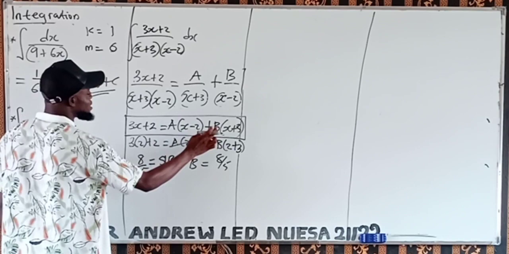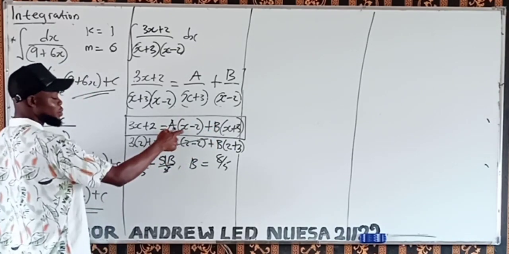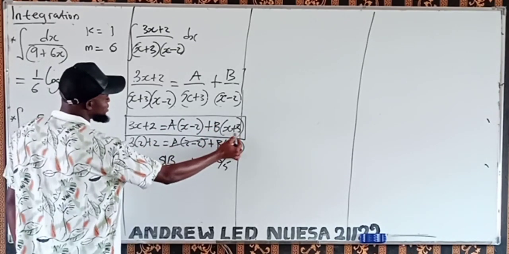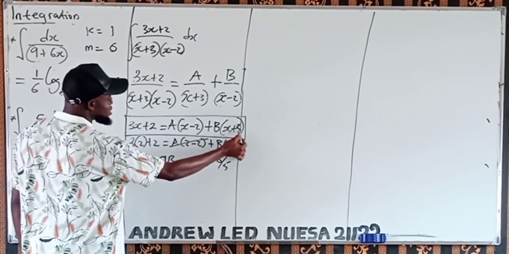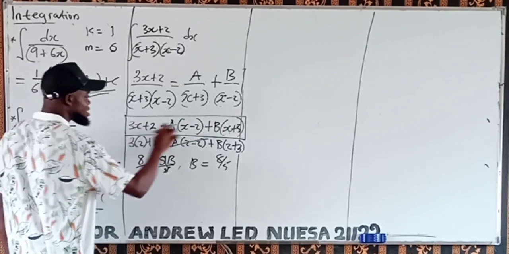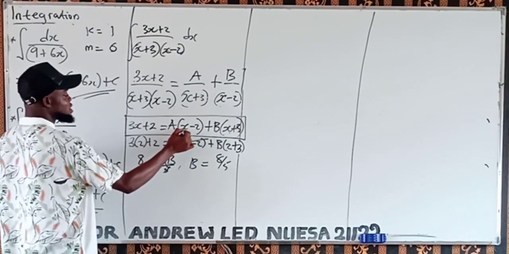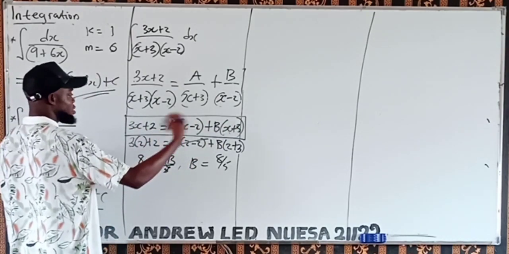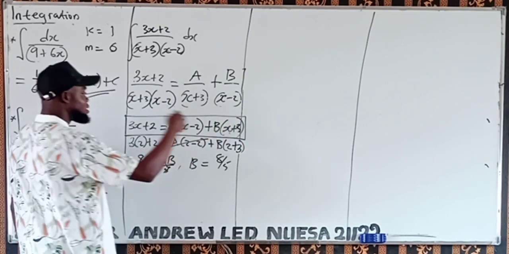Now check how I can make B 0, so that we can look for A. Minus 3 plus 3, that is 0. So when S is minus 3, B will be 0. Remember, when S is 2, 2 minus 2, A will be 0. Then when S is minus 3, minus 3 plus 3, B will be 0.